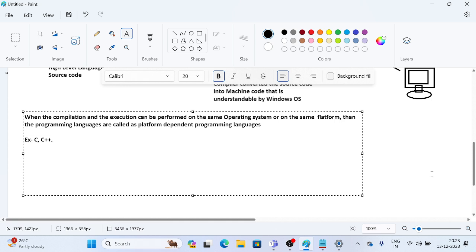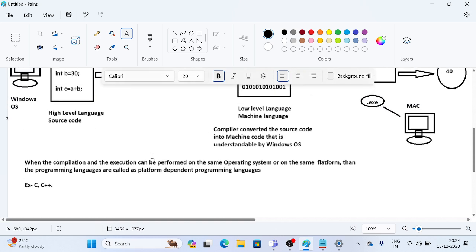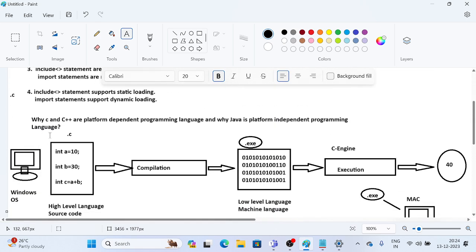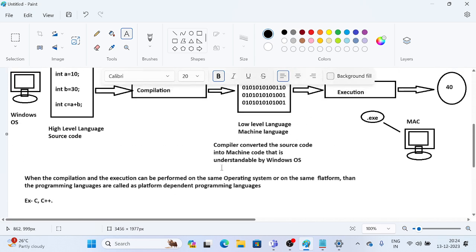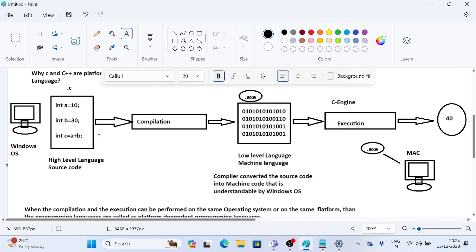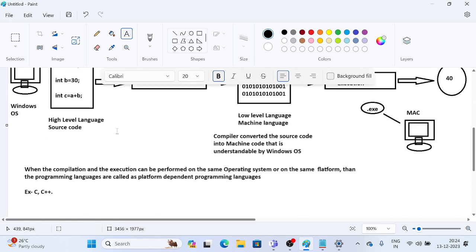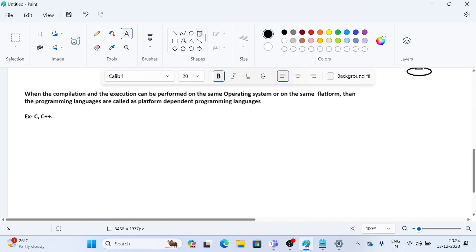Or we can also say that if any programming language allows its application to perform compilation and execution in the same operating system, it is called platform dependent. So this is the high level diagram for the platform dependency concept for C and C++. Now once again, let us draw the high level diagram for Java as well, for better understanding.